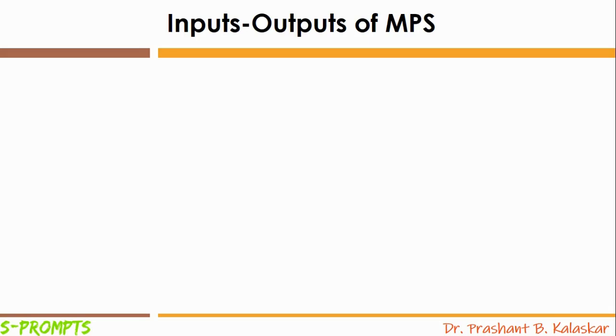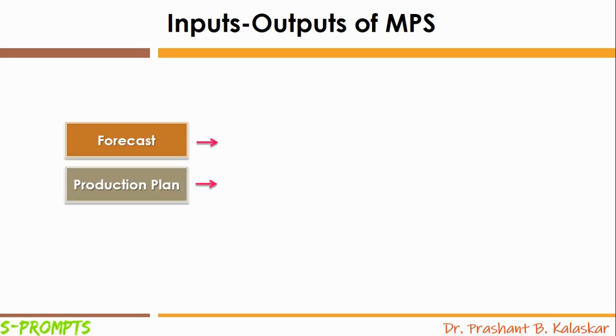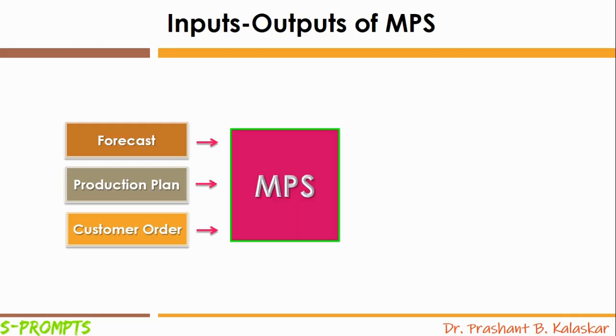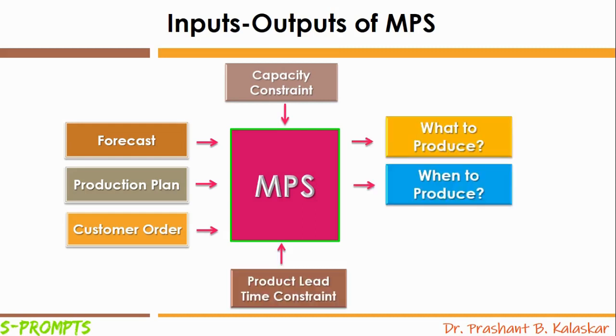Thus, the inputs that are required for the functioning of MPS are demand forecasting and customer orders, which give an idea of the type and quantity of products demanded in the market. Based on the demand forecasting and customer orders, production plans work as the inputs for MPS. The output of MPS clearly provides ideas on which products and how much to be produced, when the production should begin, and when the production is required to be completed, so as to ensure timely delivery of products.